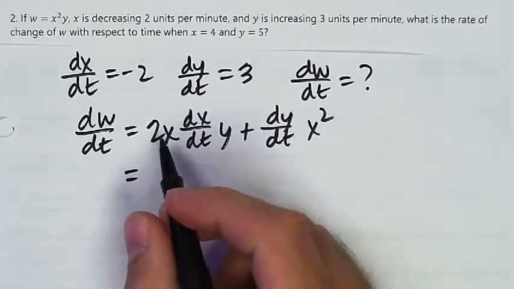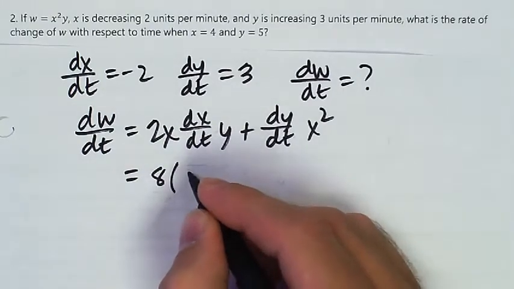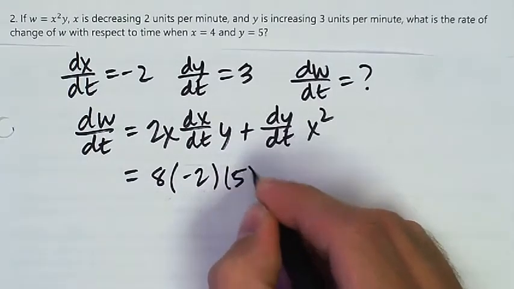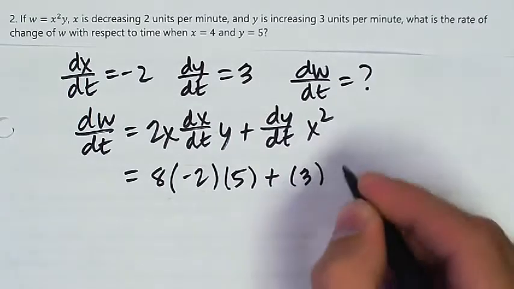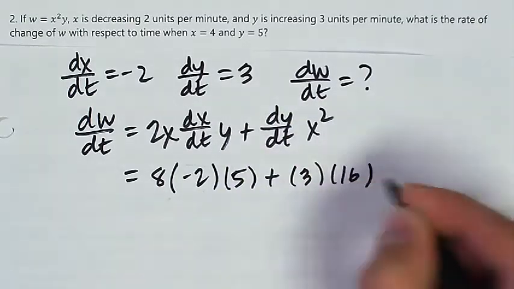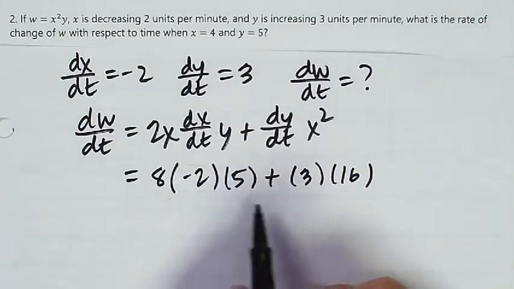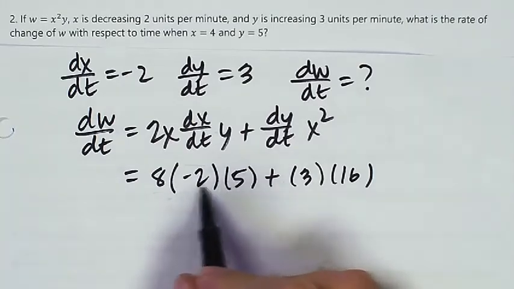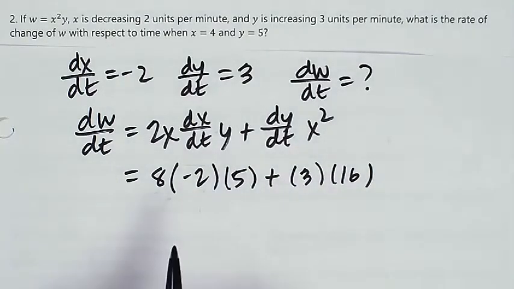I'm going to say 2 times x is 8, times dx/dt is -2, times y is 5, plus dy/dt is 3 and x squared is 16. Okay, this would be a safe place to stop. But if you felt like you had to go farther, you could say, okay, that's -80 plus 48, which is, I think, going to be -32. Anyway, it's decreasing.